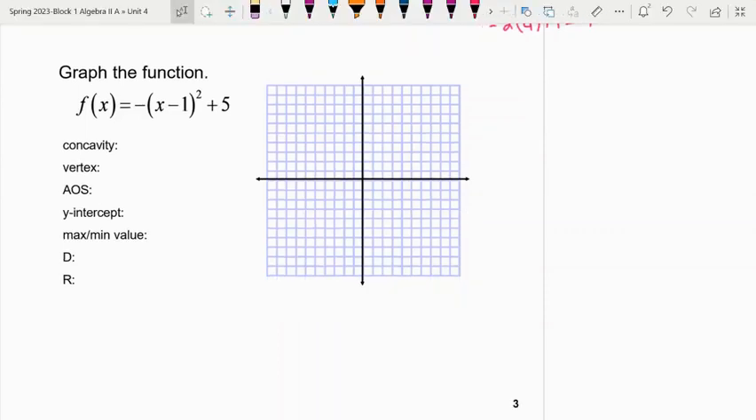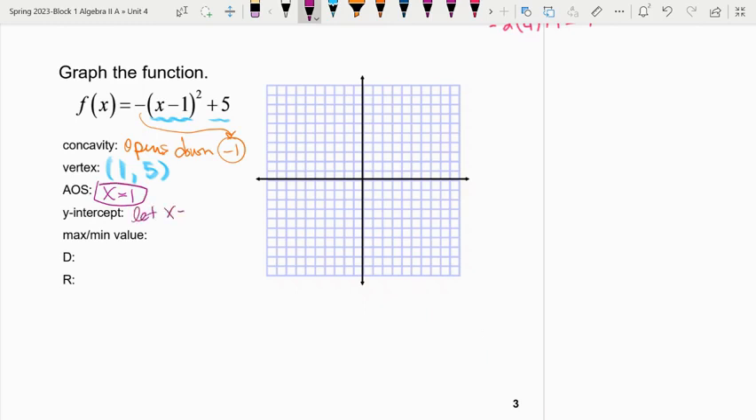f(x) equals negative (x minus 1) squared plus 5. Concavity would be opens down, because of a negative number, negative 1, at the front of this quadratic. The vertex, opposite of what's here, so positive 1, same as what's here, 5. So vertex (1, 5). Axis of symmetry will be x equals 1, always the x value of the vertex.